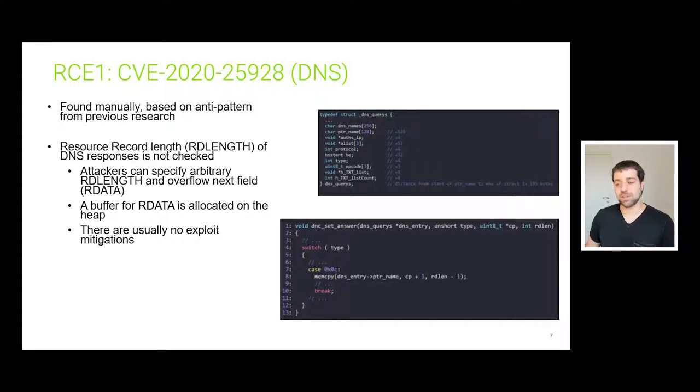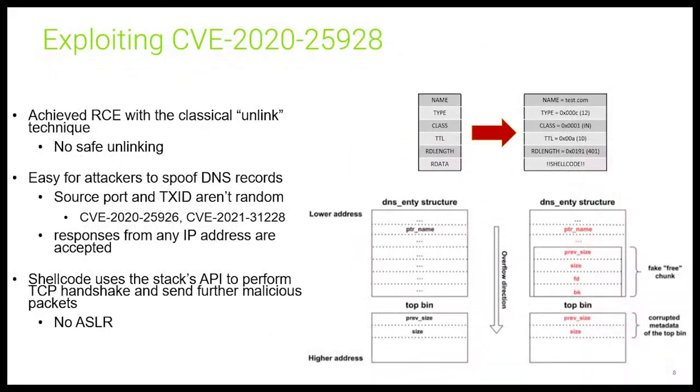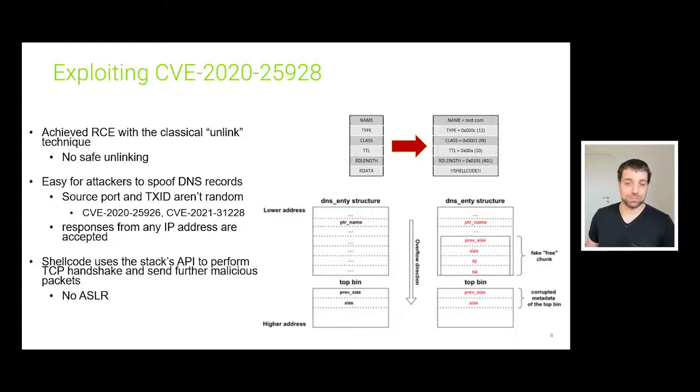Since the struct is saved on the heap, we can continue to overflow other heap structures. So the way we exploited this is actually quite classic and bare bones. We used a classic unlink technique on the heap. I'm not going to go over how exactly this works because it's one of the most well-known techniques and it's a bit out of scope for this presentation.